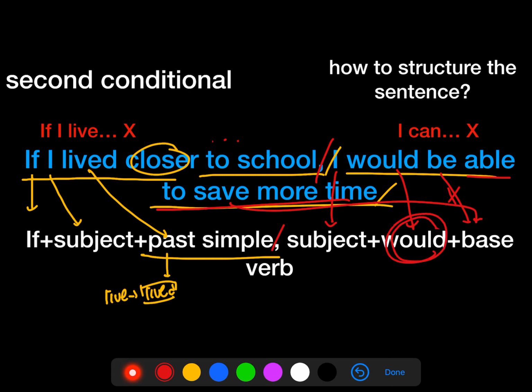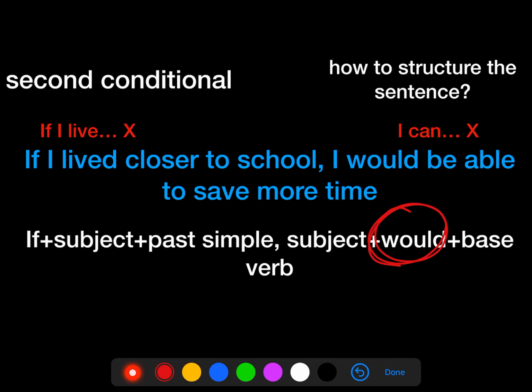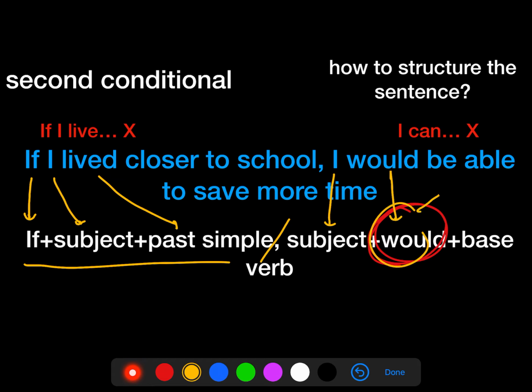So this is the important one: would. Would is the most important when it comes to structuring second conditional. So one more time. If I, past simple, I would be able to save more time.